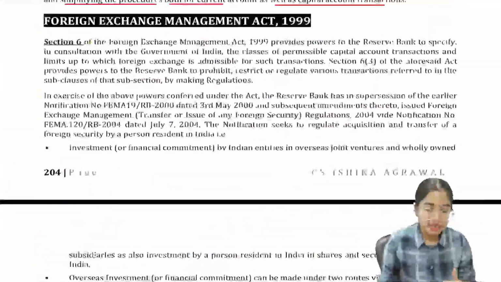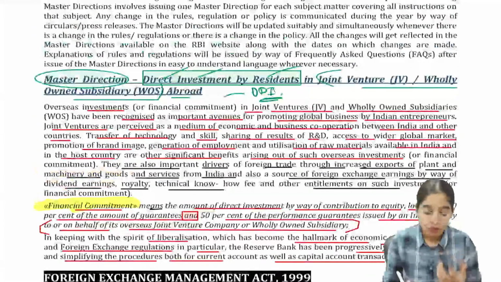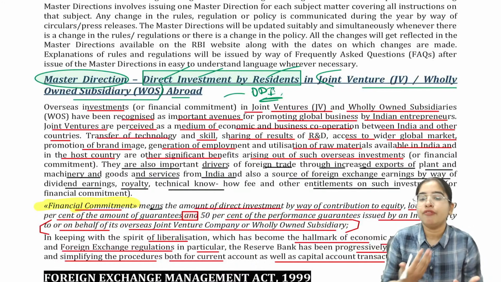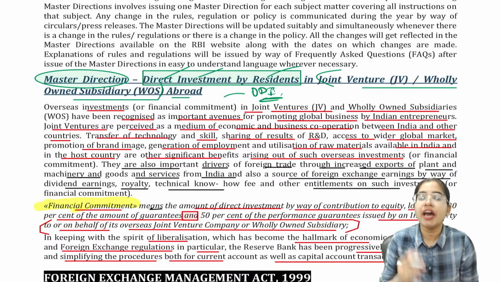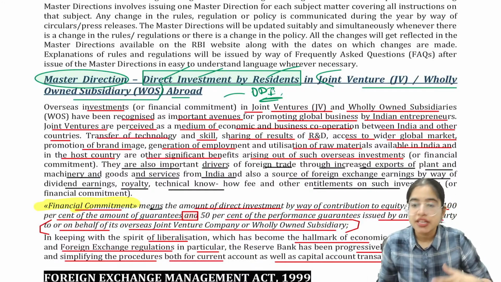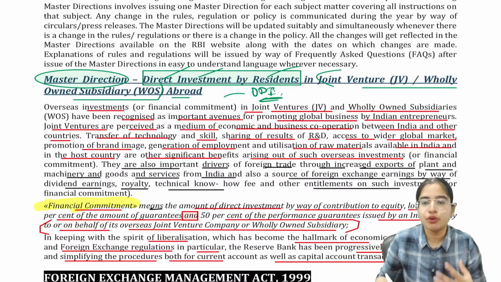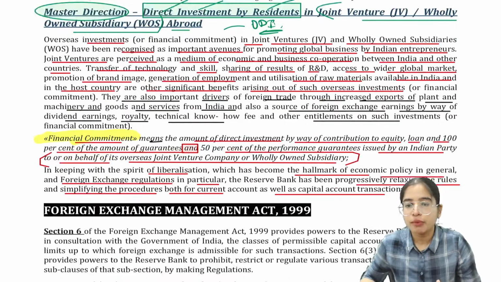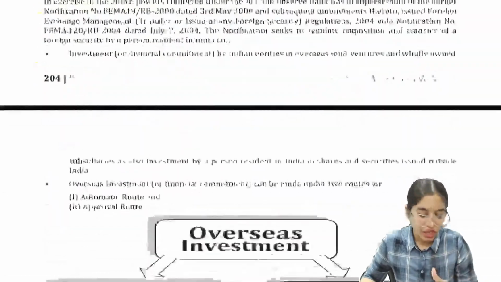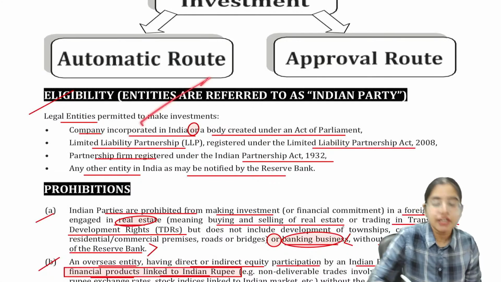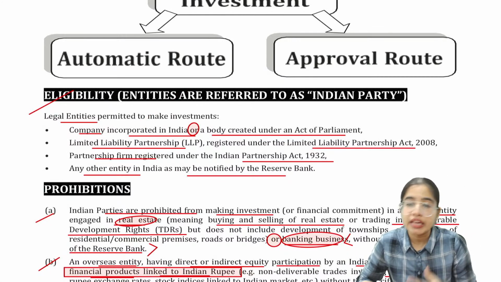And yesterday we started with the provision that these master directions are applicable to you. RBI directions and RBI guidelines are applicable to you. Also, the FEMA Act is applicable to you if you are making an ODI, if you are making investment outside India. And basically, there are two routes, automatic route, approval route. And we started with the entities who are eligible to make investment outside India.